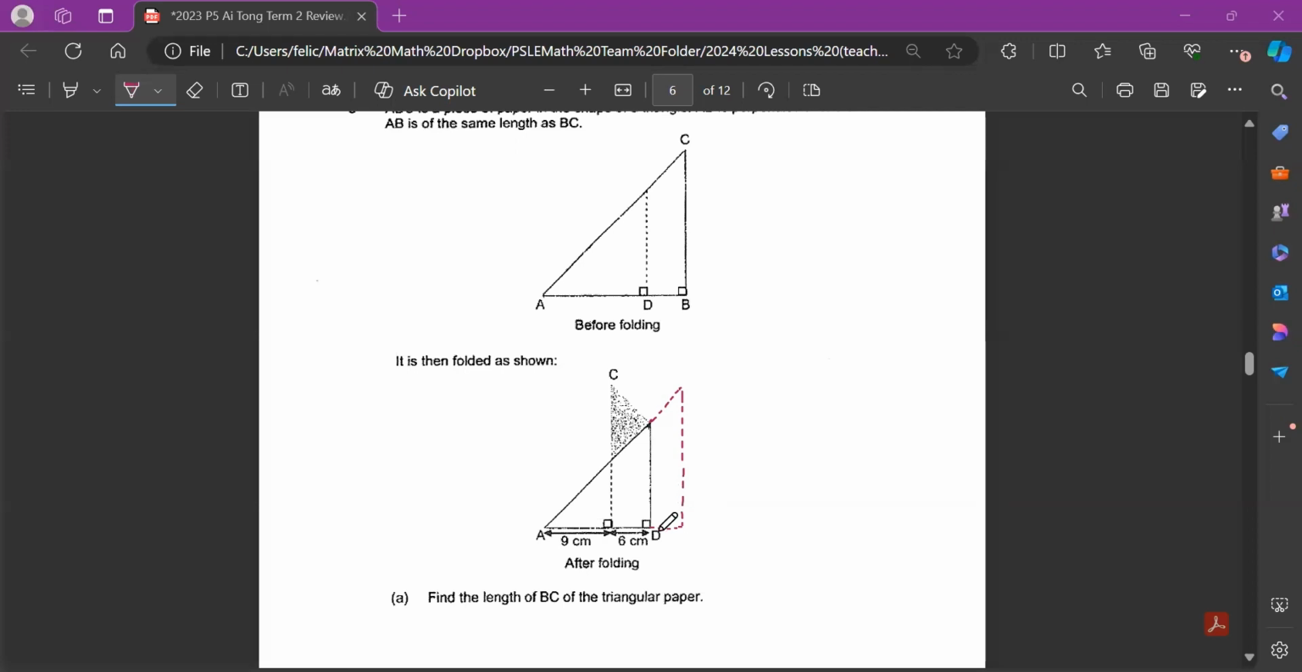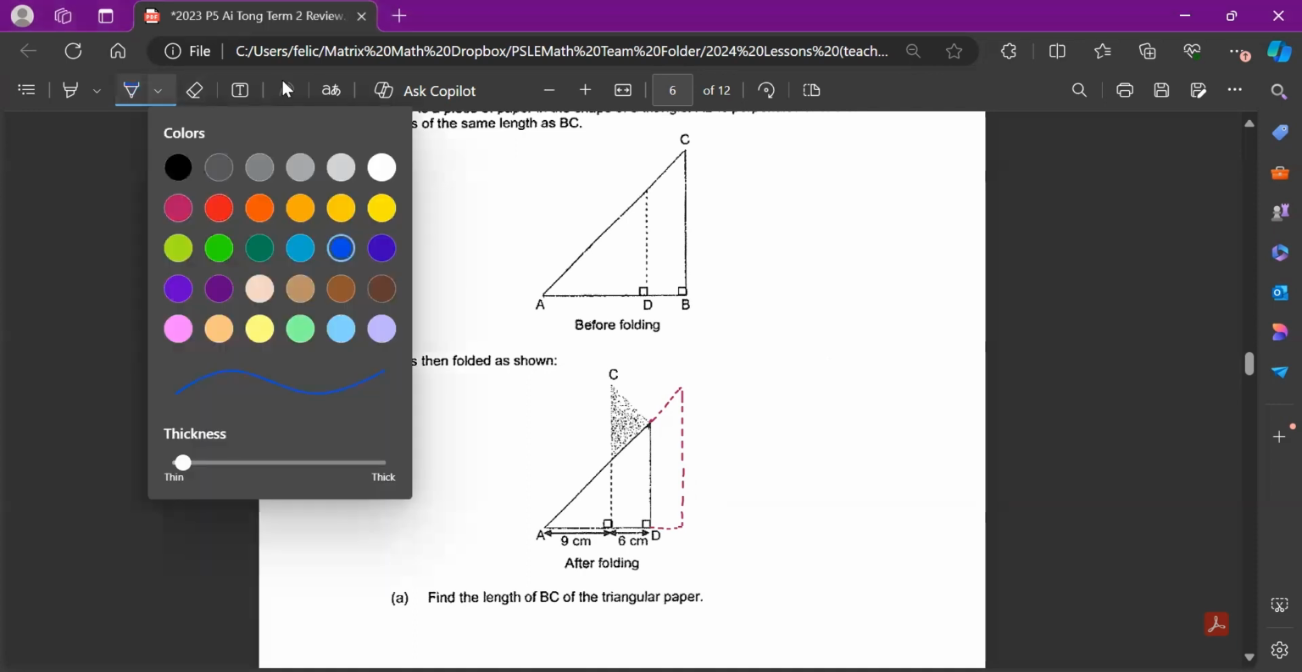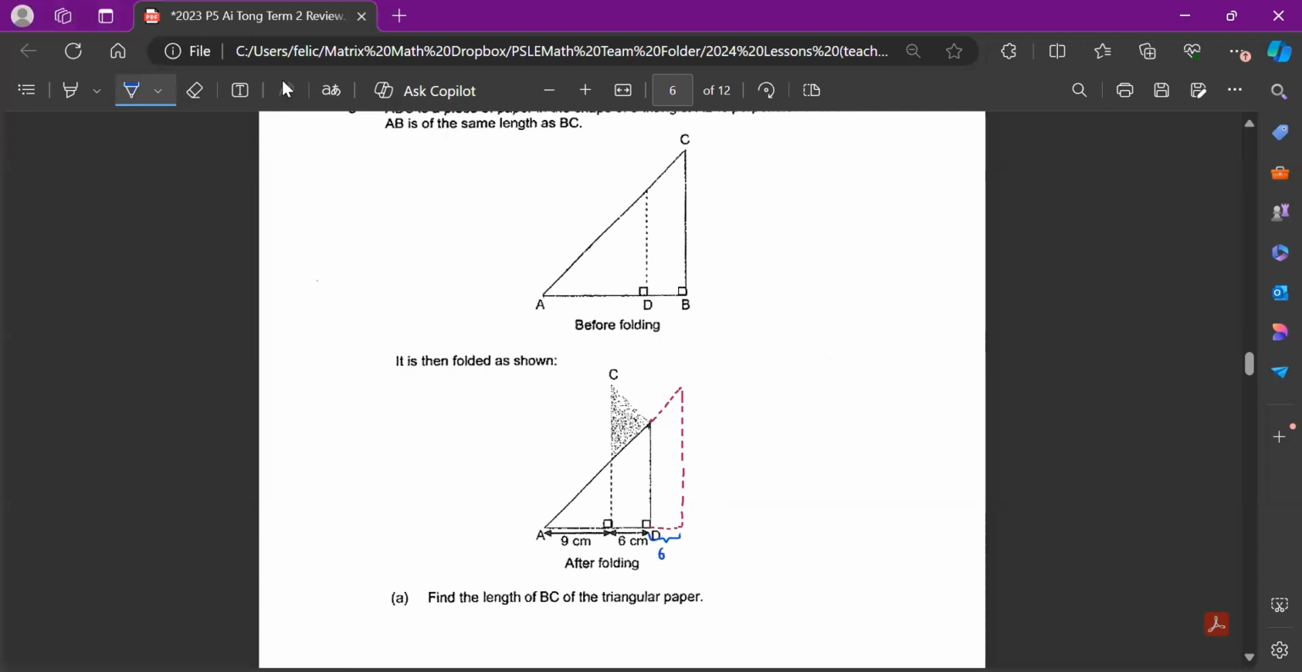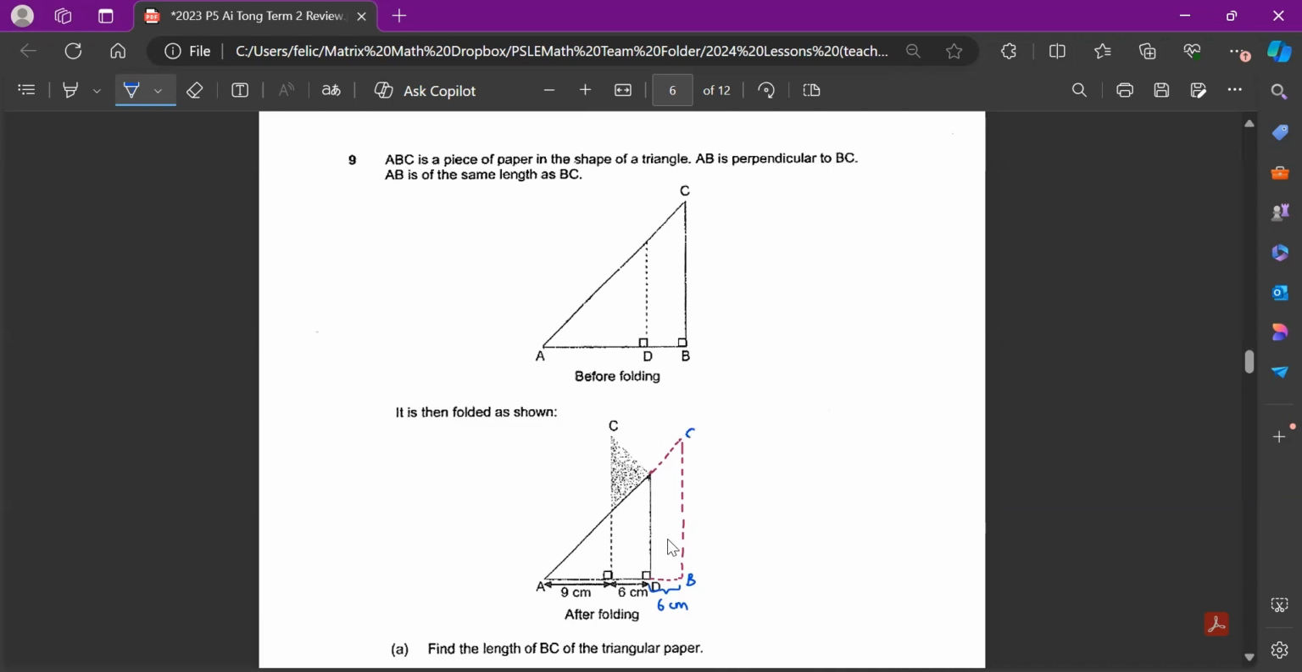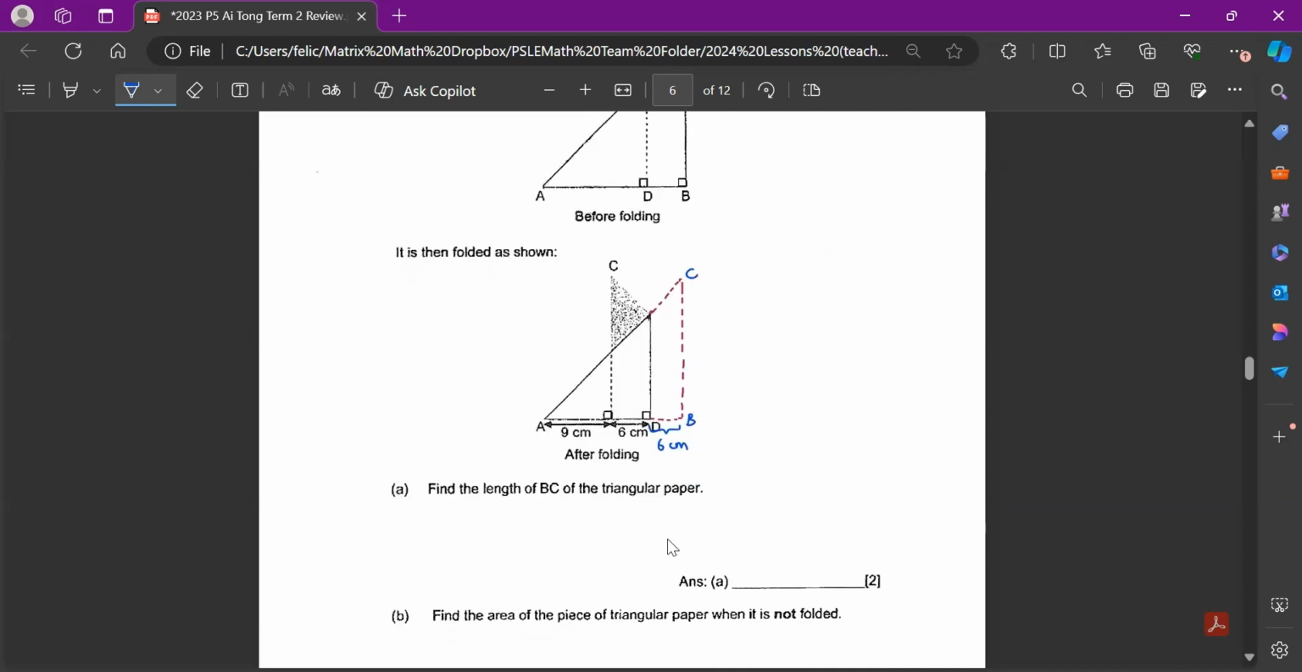Now, if you notice, when I fold it to here, or when you unfold it back, you should observe that this base here will also be 6 cm. Okay, because when I unfold, this base here will be the same as the 6 cm base that I have unfolded back. Right? So this will be 6 cm. So with this, I can actually work out what AB is already. Okay, let me write down what AB means. So you notice that to find AB is basically adding these 3 numbers up.